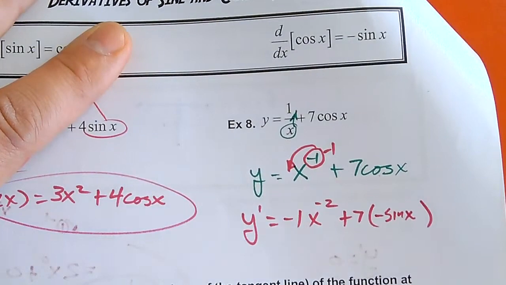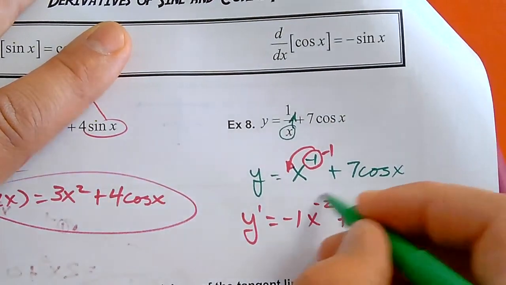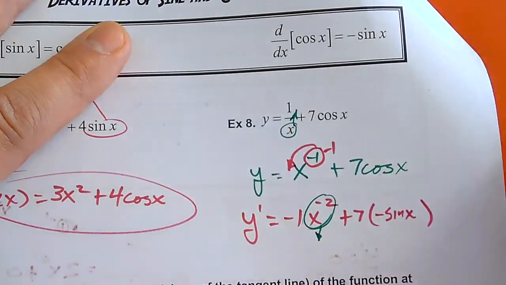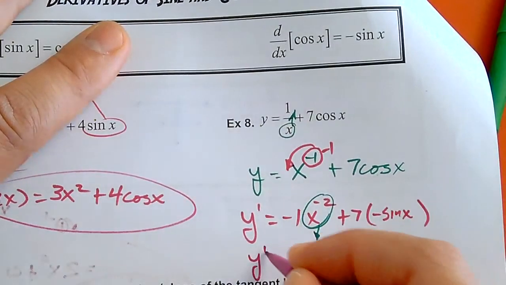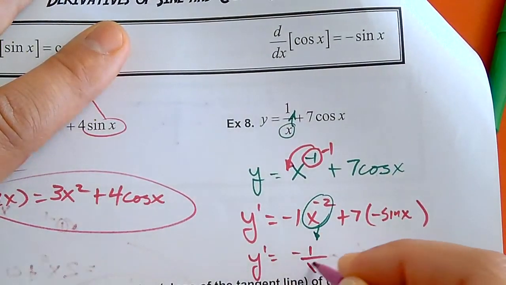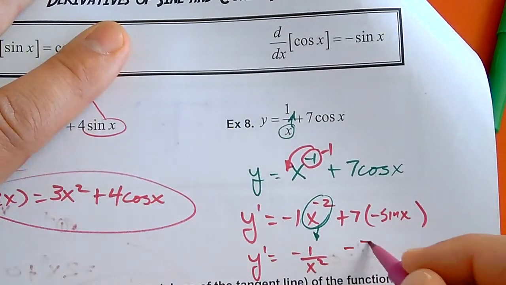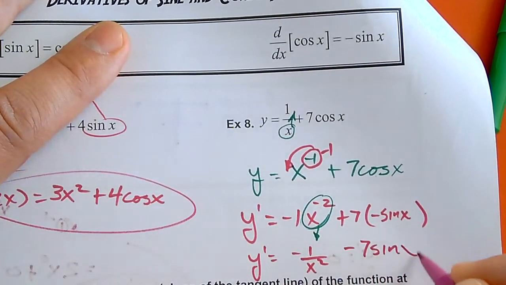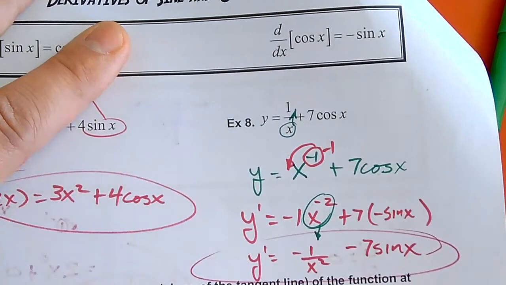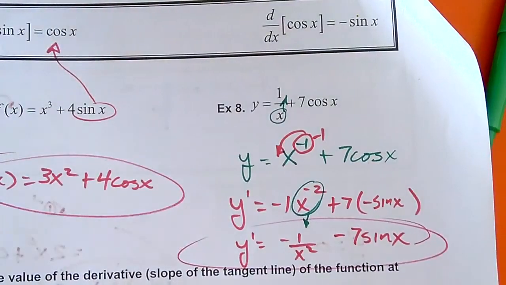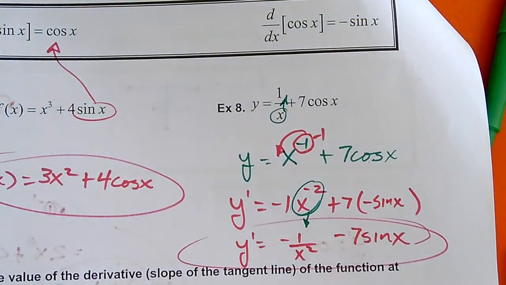I would simplify that a little bit, right? If I have a negative exponent, shoot that guy down. So my final answer I would have is negative 1 over x squared. And then 7 times negative sine of x, I would write that as negative 7 sine of x. The final answer I would have: negative 1 over x squared and then minus 7 sine of x. Okay, so do the derivatives of each one as you go.